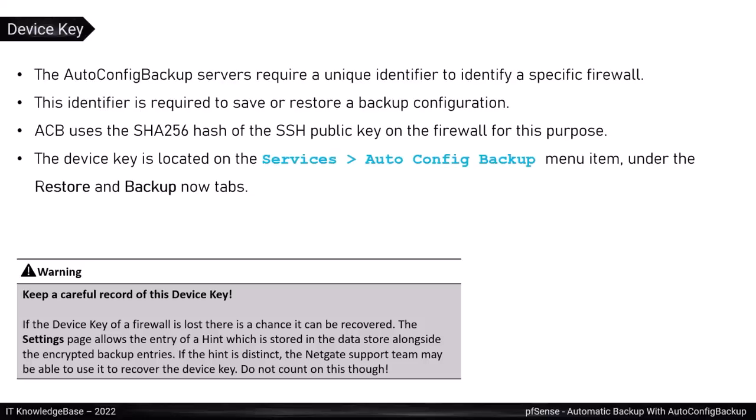If the device key of a firewall is lost, there is a chance it can be recovered. The settings page allows the entry of a hint, which is stored in the data store alongside the encrypted backup entries. If the hint is distinct, the Netgate support team may be able to use it to recover the device key. However, do not count on this.